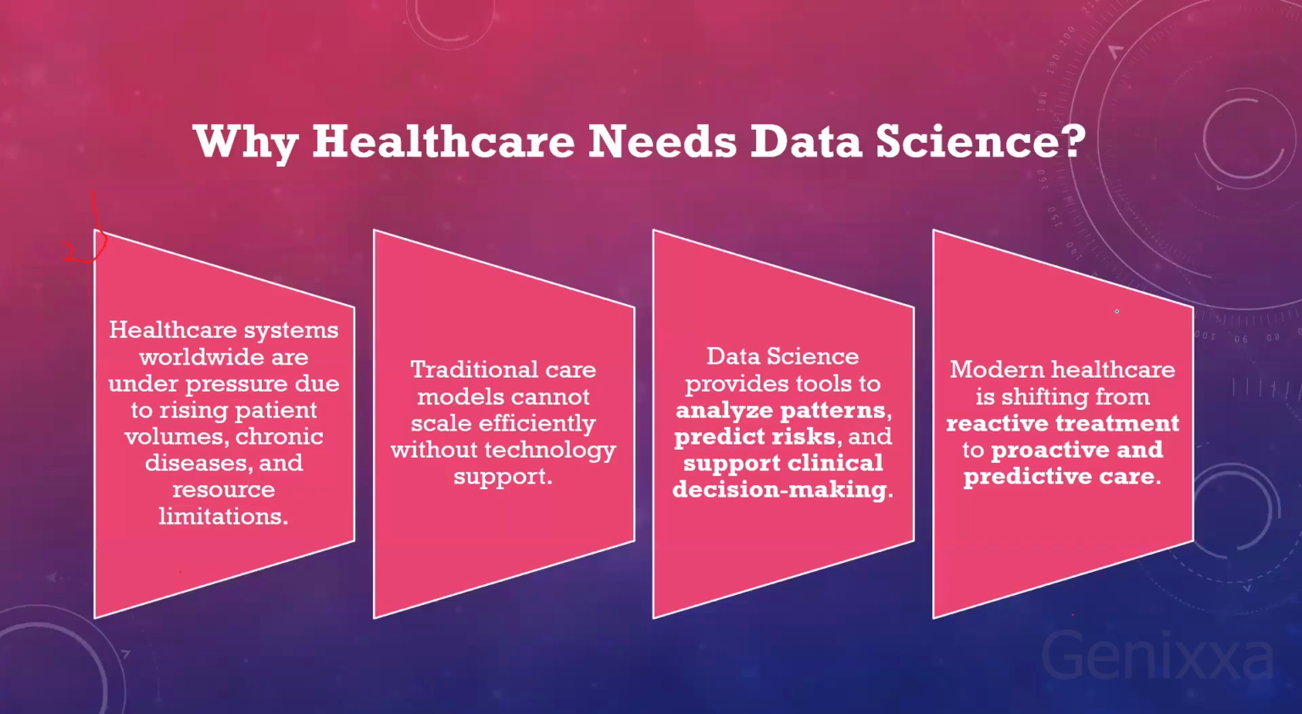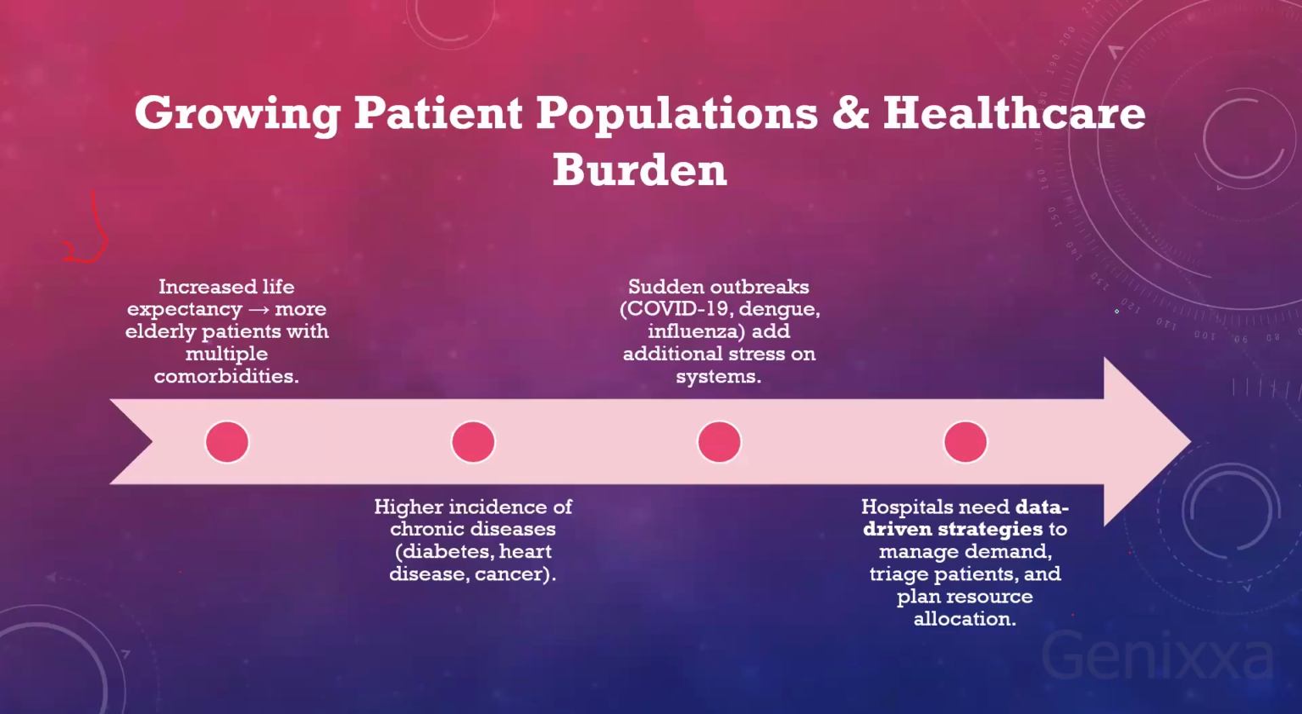That is possible with the association of data science and AI into the healthcare domain. So, considering the growing population of patients and healthcare burden, there is increased life expectancy because more elderly patients with multiple comorbidities are being identified over time. But at the same time, the number of chronic diseases reported over time is also increasing, because the count of diabetes patients, heart disease patients, and cancer patients has increased over the years.